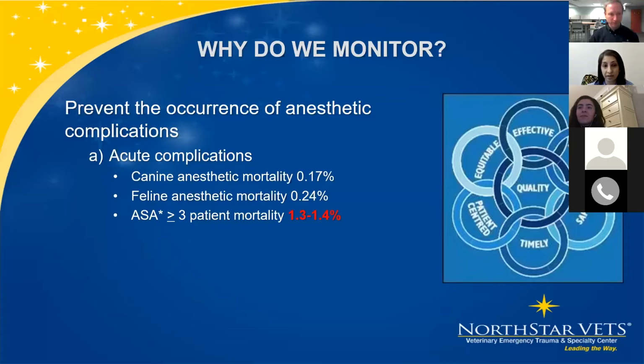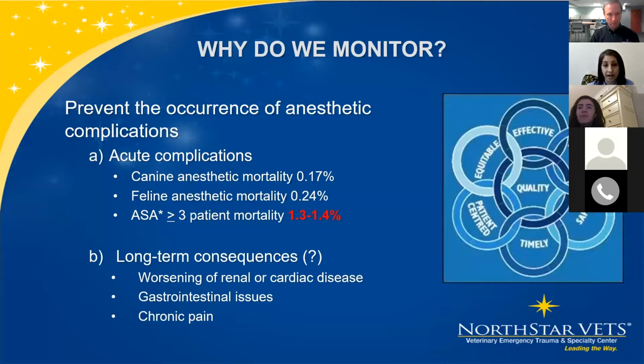And certainly among sick patients, that mortality rate becomes even higher, as you can see with our ASA 3 or more patient mortality rate tends to run probably about 1.3 to 1.4%. But other than death, there can still be other consequences to poor anesthetic monitoring. And so we could see issues such as worsening of renal or cardiac disease, GI issues, or even the development of chronic pain in some of these animals. While we don't have a lot of statistics on the occurrence of these other long-term consequences, we still want to attempt to mitigate them as well as possible.